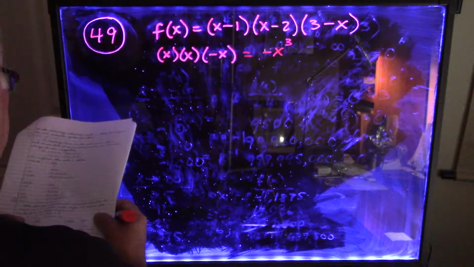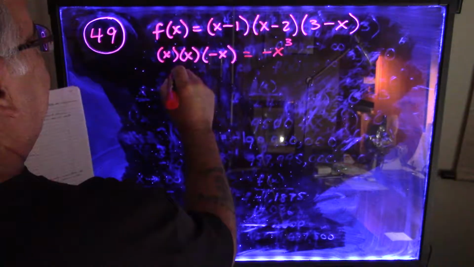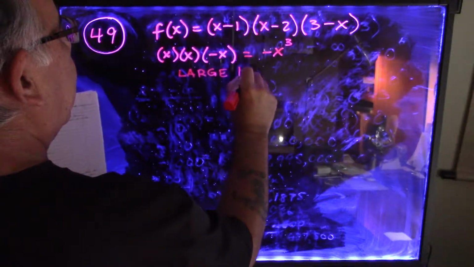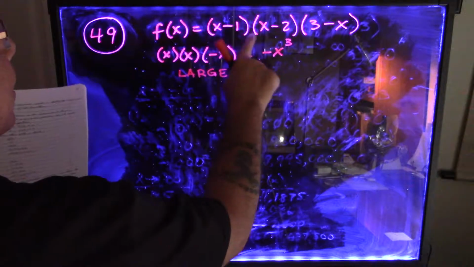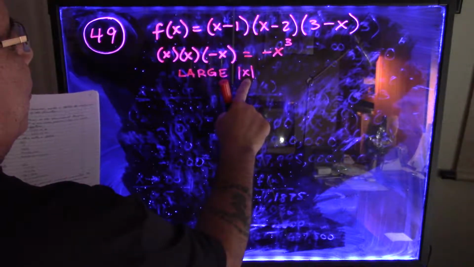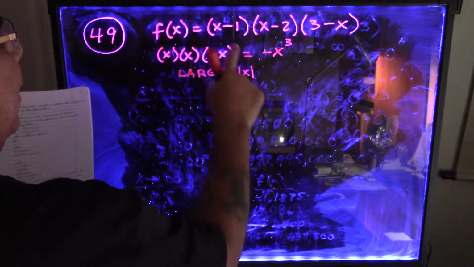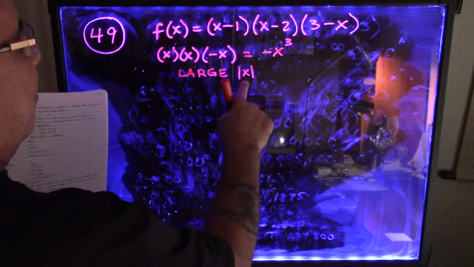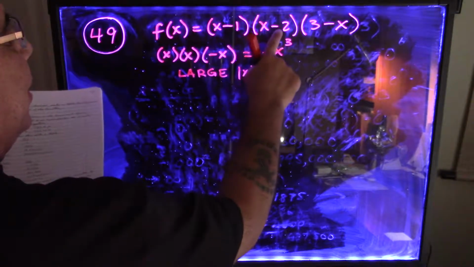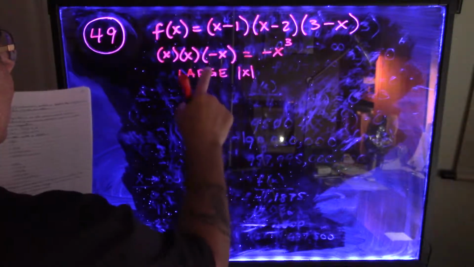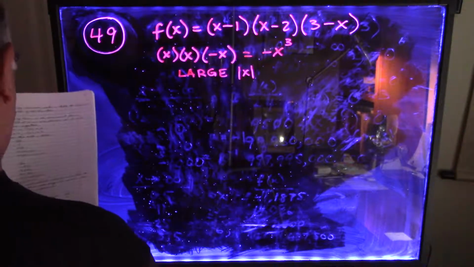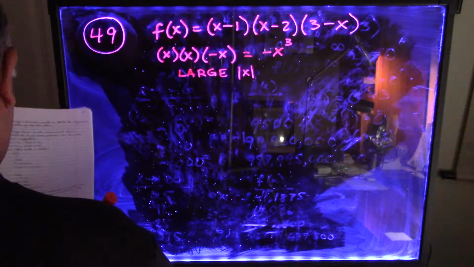Again, if you have large absolute value of x values, then this will have behavior similar to this. That's what I'm saying. If the absolute value of x is very large, so, for example, if x is negative 1,000,000 or if x is positive 1,000,000, the absolute value of that is 1,000,000. That's going to overwhelm these other constants. And so it'll begin to look like this function for large absolute value of x.